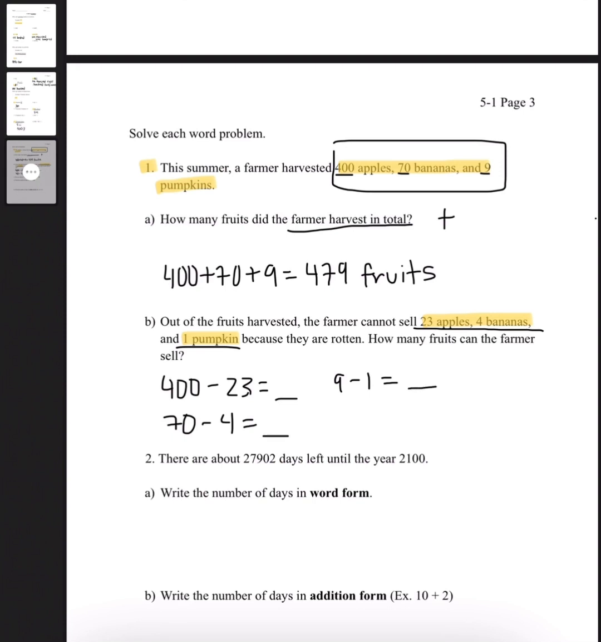And the answer for each that we're going to get is, first, the apples. 400 minus 23 gives us 377. Then for bananas, 70 minus 4 gives us 66. Lastly, 9 minus 1, pumpkins, gives us 8 pumpkins. And all we have to do now is add these together, and that will give us the total. 377 plus 66 plus 8 will give us 451.